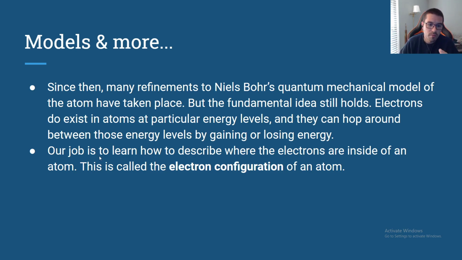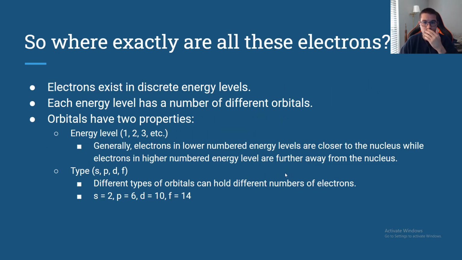Okay, and our job is to learn how to describe where the electrons are inside of an atom. This is called the electron configuration of an atom. So if I were to go all the way back to that first slide on the objective, we're going to learn how to write down the electron configuration of an atom. Where are the electrons? Where exactly are all of the electrons?